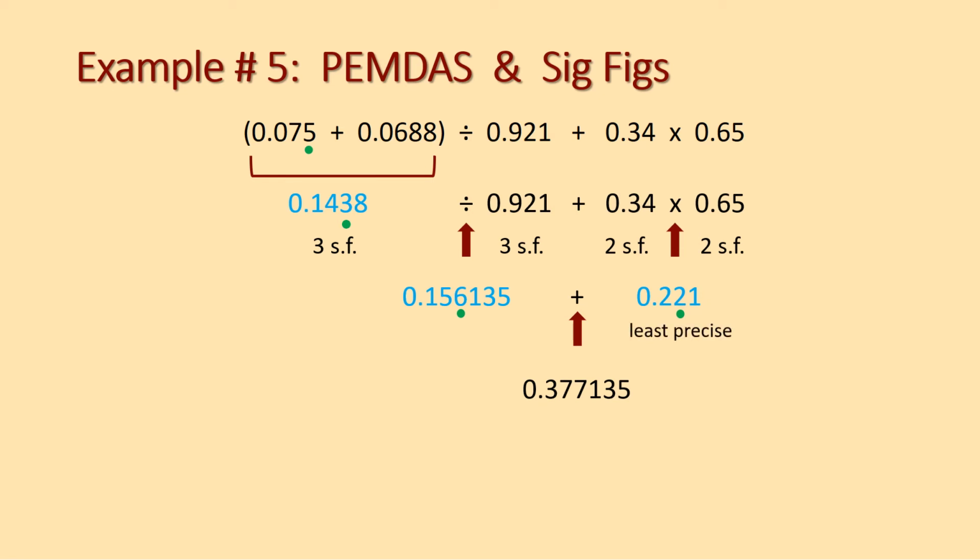Its last significant digit occupies the 100th place, whereas 0.156135 has its last significant digit in the 1000th. So, because 0.221 has its last significant figure in the 100th place, our solution must also have its last significant digit in the 100th place. We're going to put a green dot there so we can see that. Now we round this final answer to reflect our significant digits, and our final answer would be 0.38.